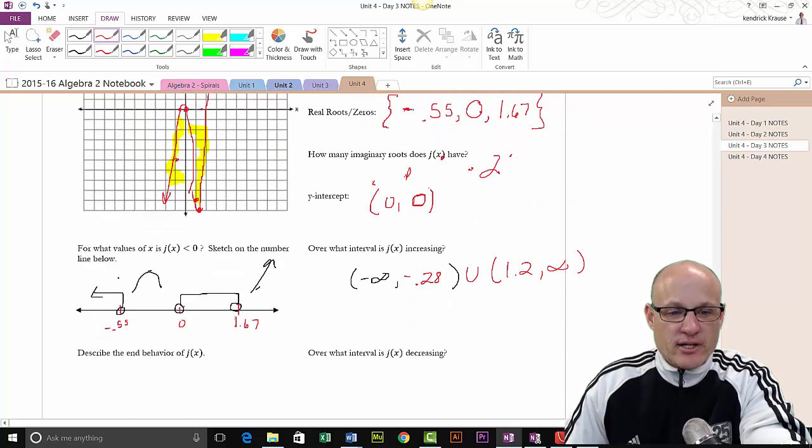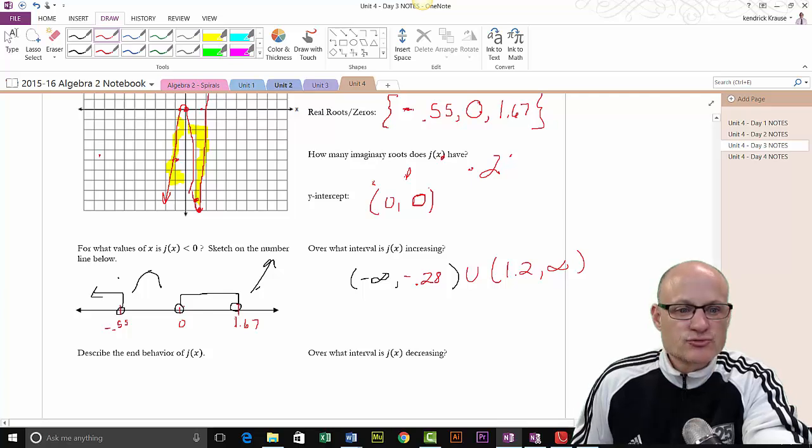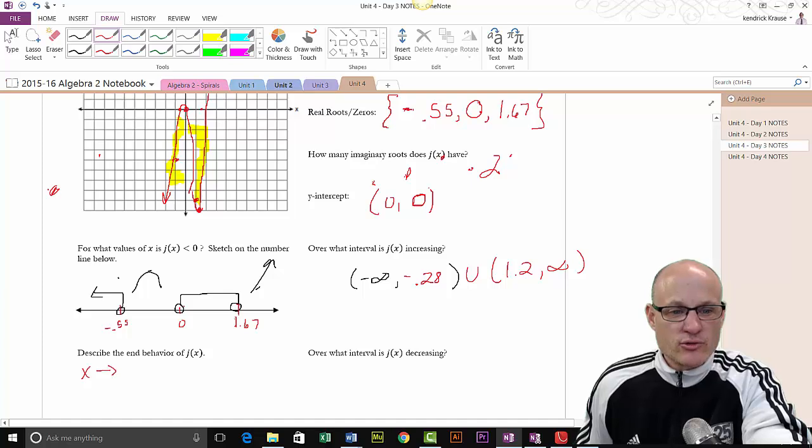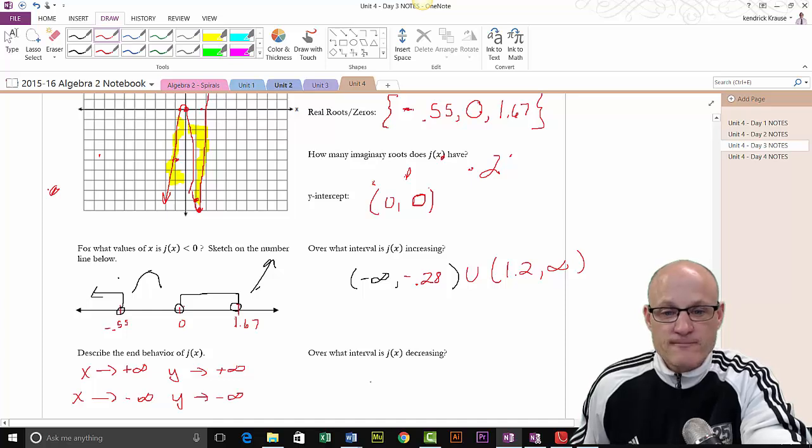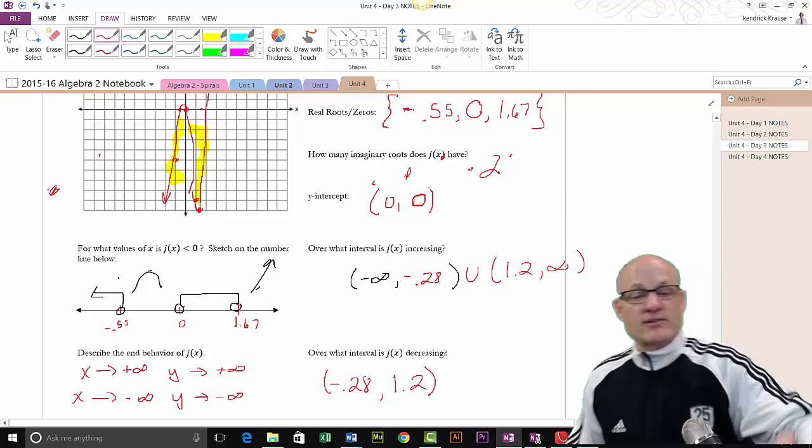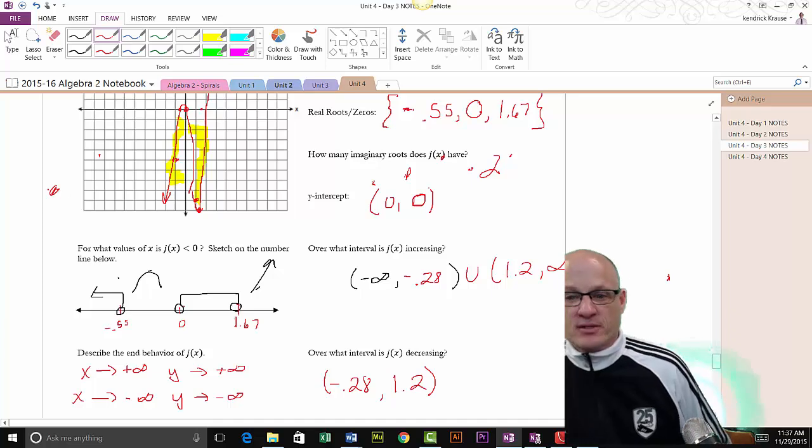Describe the end behavior. As x goes to positive infinity, y goes to positive infinity. As x goes to negative infinity, y goes to negative infinity. Over which intervals is it decreasing? Well, in between negative 0.28 and 1.2, it's decreasing. And that's the only time it's decreasing.